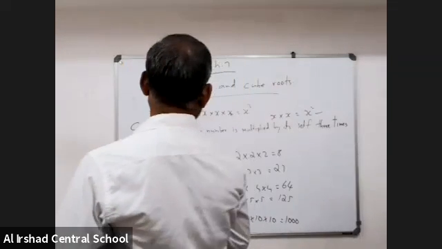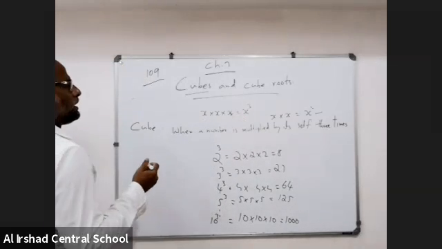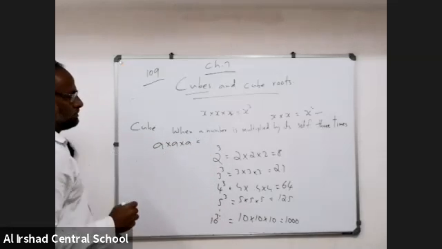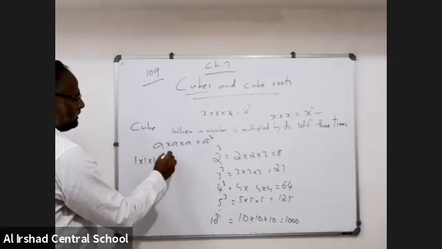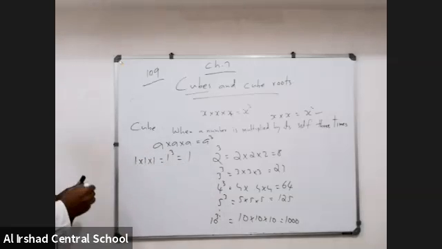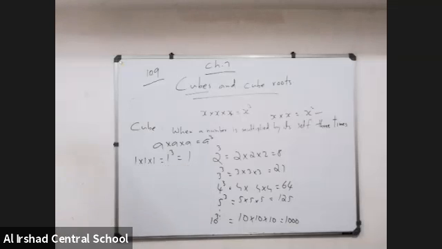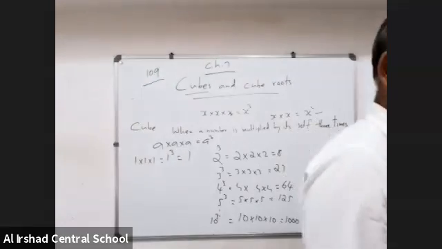That is cube. Example: first you wrote x into x into x is equal to x cube. Now a into a into a, what is it? A cube. Now write 1 into 1 into 1 cube, that is 1. After that, write 2 cube, 3 cube, 4 cube, 5 cube like that.